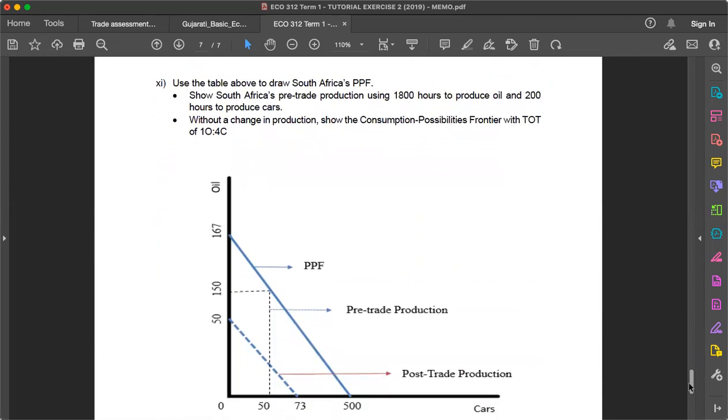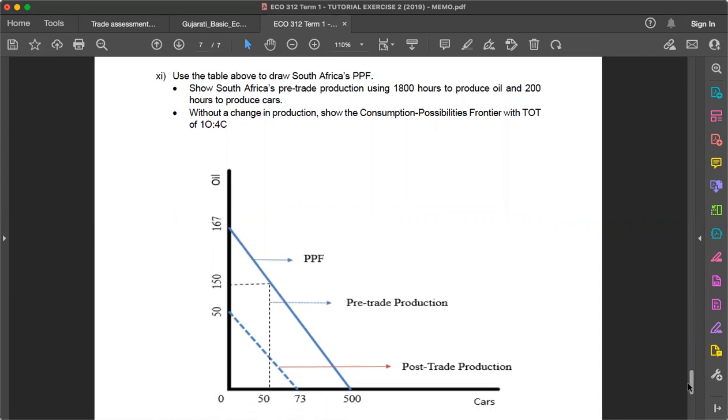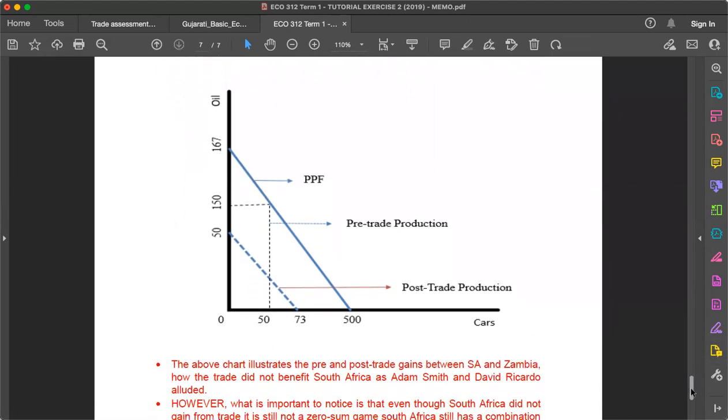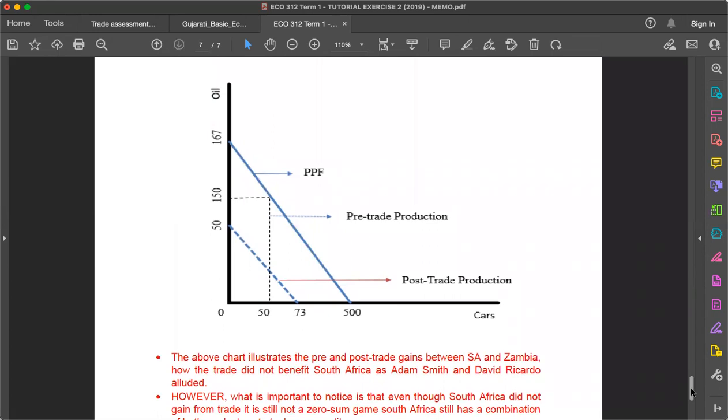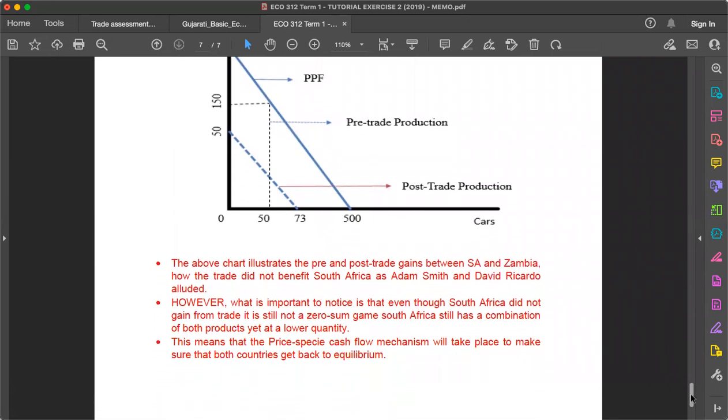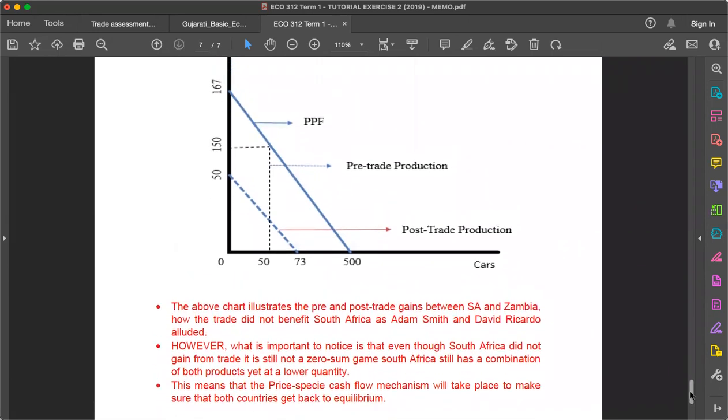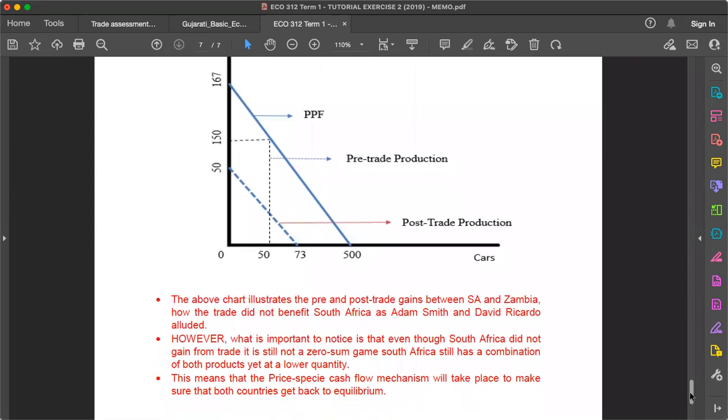Then the last question spoke to using the table to draw South Africa's PPF, and then you're supposed to use the required information, right? And this is how it would look. All right, I'll leave that there. And all should be well.